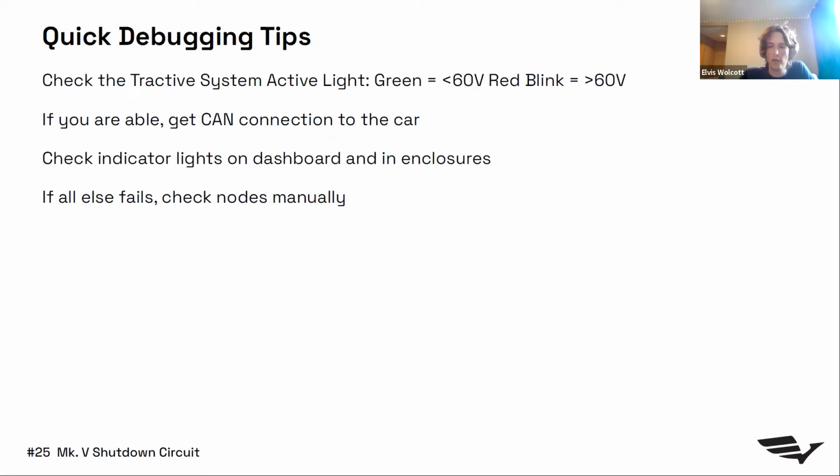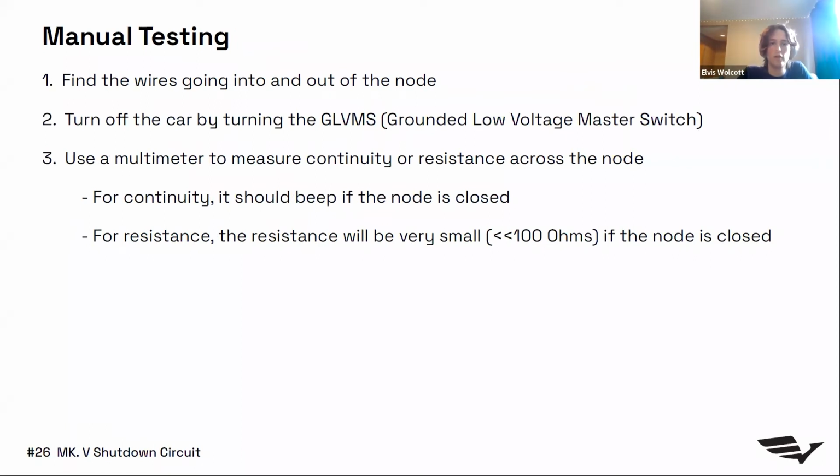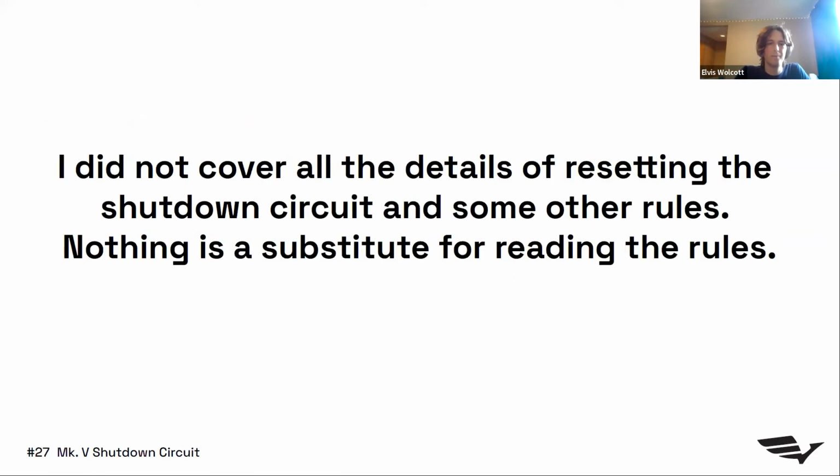And if all else fails, you can check nodes manually, which just requires finding the purple wires going in and out of it, turning off the car to make sure that there is no chance of you potentially shorting something or damaging it. And then you can use a multimeter to measure conductivity or continuity or resistance across that node in the shutdown circuit. And you'll either see a beep or a very small resistance if it's working. Otherwise, you'll see a big resistance or it won't beep. And this means that you can go through node by node very quickly in this order. And even if everything else is broken, you can identify where your shutdown circuit is operating.